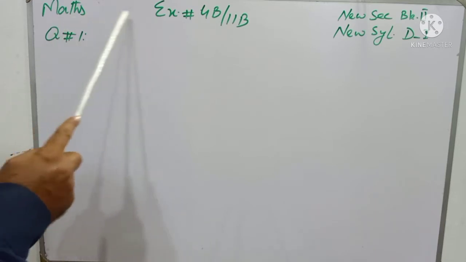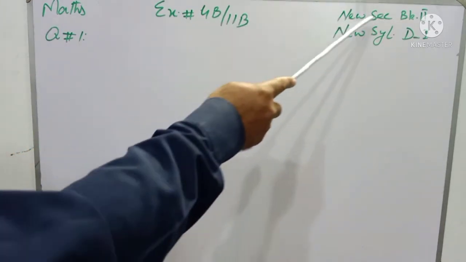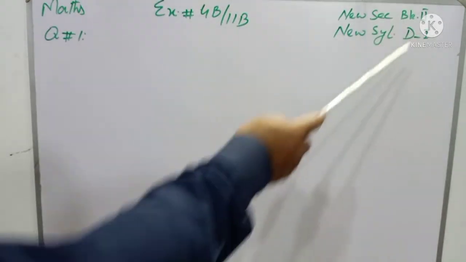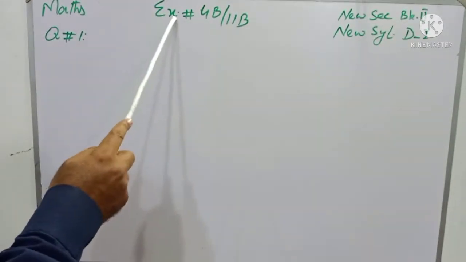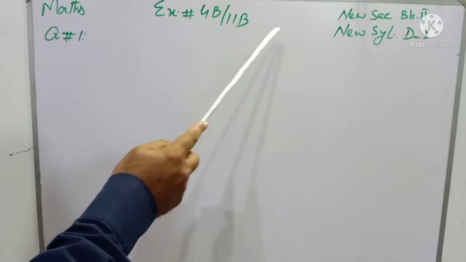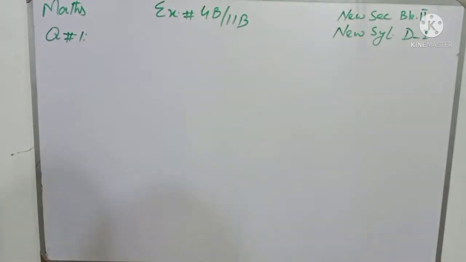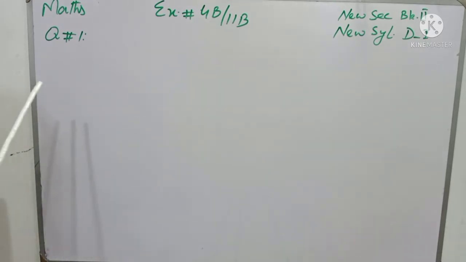Dear students, mathematics exercise 4B for New Syllabus Mathematics Book 2, class 7 for SAC students, and exercise 11B for New Syllabus Mathematics D1 for A level and O level students. Question number 1 is: find the value of the unknowns in each of the following rectangles.